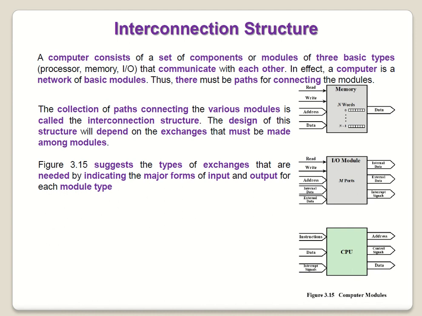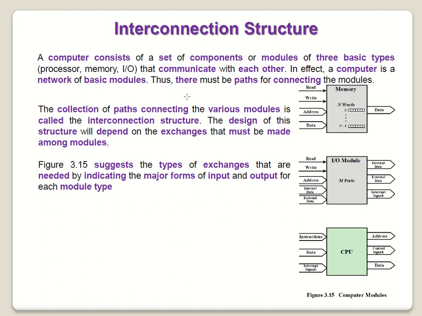Now move on to the interconnection. In chapter 1, we studied organization, components and their interconnection. That's the computer organization. A computer consists of many components, modules. The main three components of the computer system are processor, memory, I/O, and they are connected in such a way. So in effect, a computer is a network of basic modules.